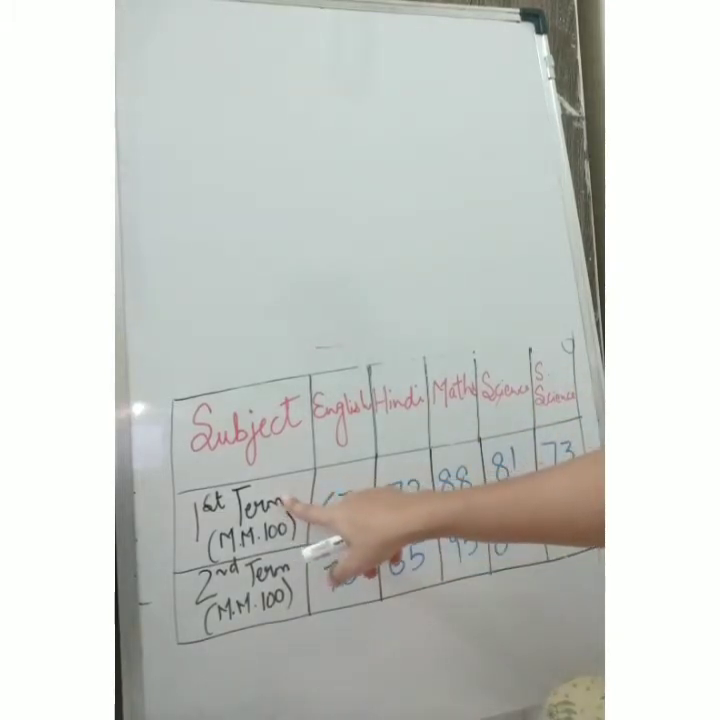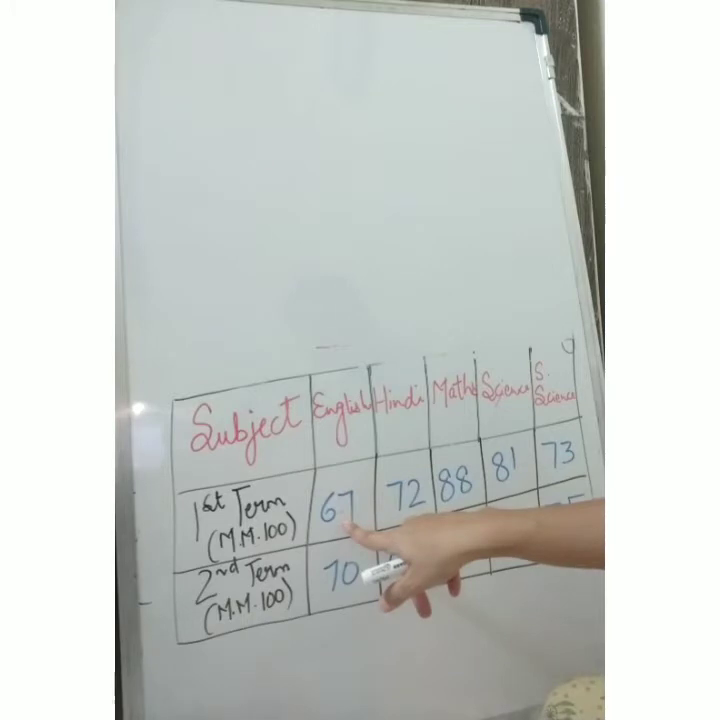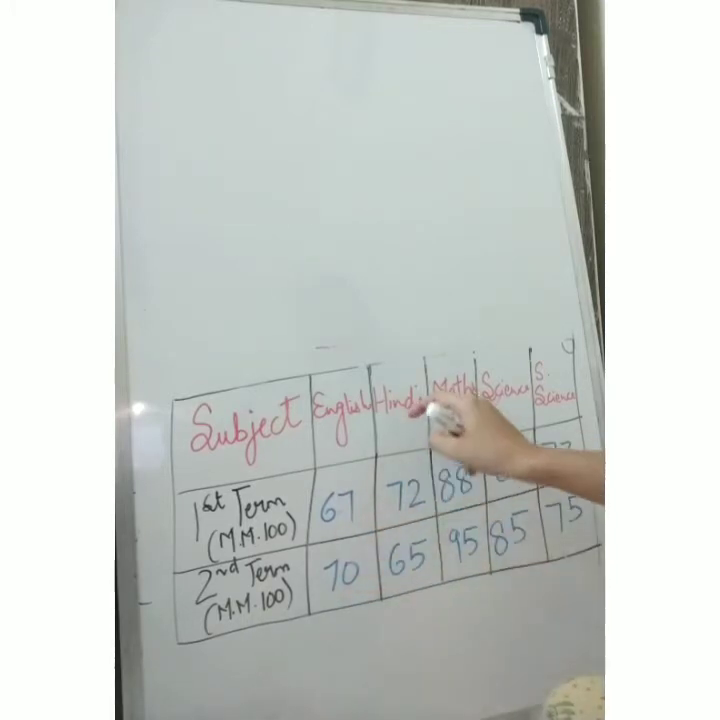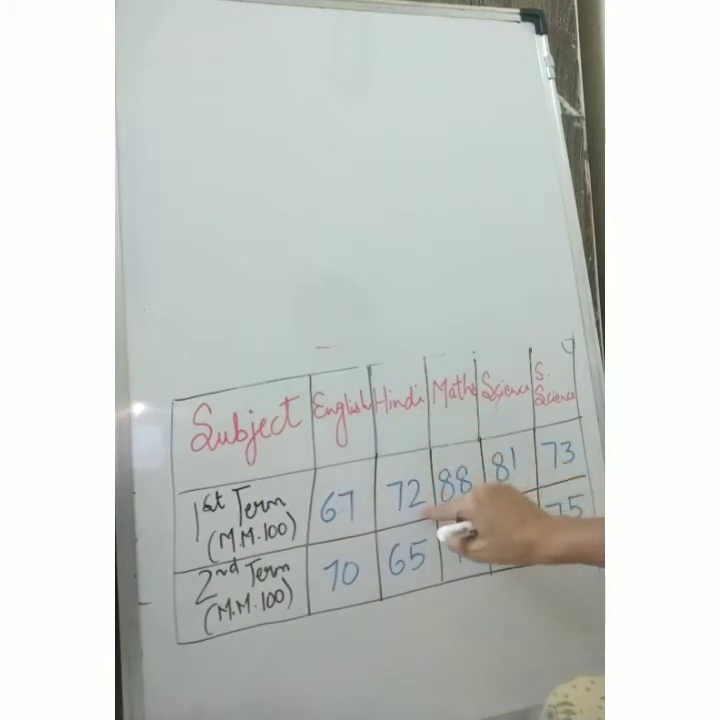Suppose a student in first term in English got 67, then in second term 70. First term in Hindi 72, then in second term 65. Maths, first term 88, second term 95. Science 81 in first term, 85 in second term. Social science 73 in first term and 75 in second term. So using this we have to draw a double bar graph.